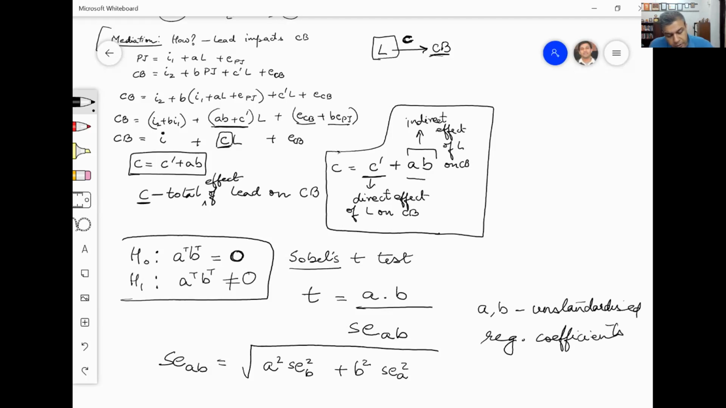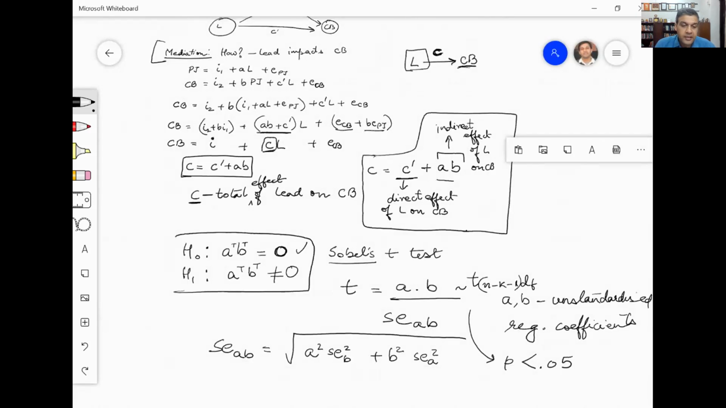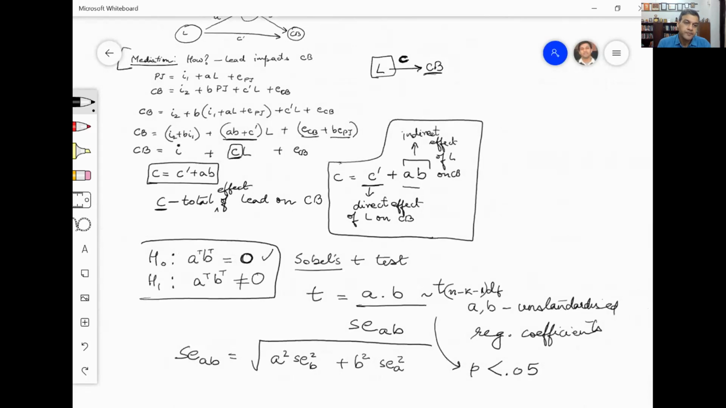Okay, so you need to prove, and with this t-test, this is distributed as a t distribution with n minus k minus 1 degrees of freedom. Whatever you get, you must prove that the p-value is less than 0.05 in order to reject your null hypothesis that A into B is 0. And if you reject this null hypothesis, you can prove that there is an indirect effect.